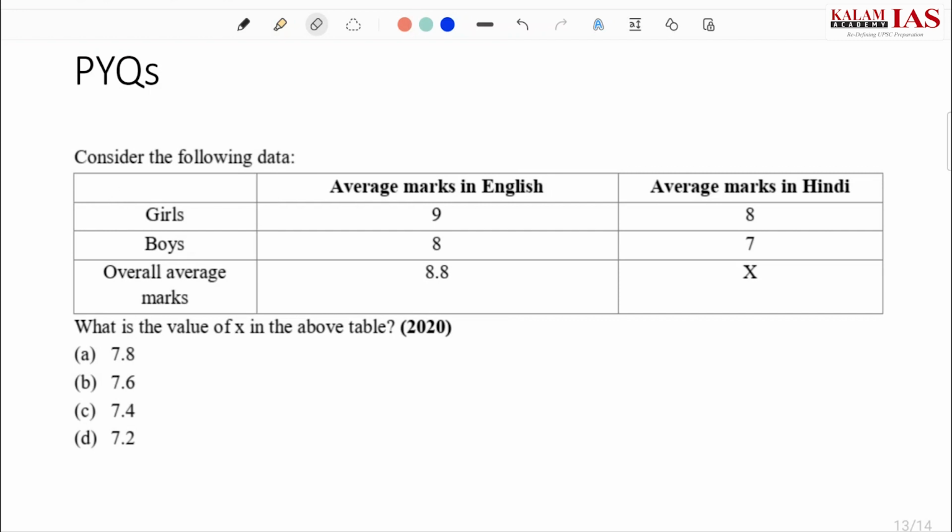It is given the average marks of boys and girls in a class, and the average marks is given in English and Hindi for boys and girls, and the overall average marks for the entire class are also given, which are 8.8 and X. Now we have to find this X, that is the average overall marks in the Hindi subject for the entire class, and we are given various data like 9, 8, 8, 7 and 8.8. You have another 1.5 minutes, attempt this question and then we'll solve it together.